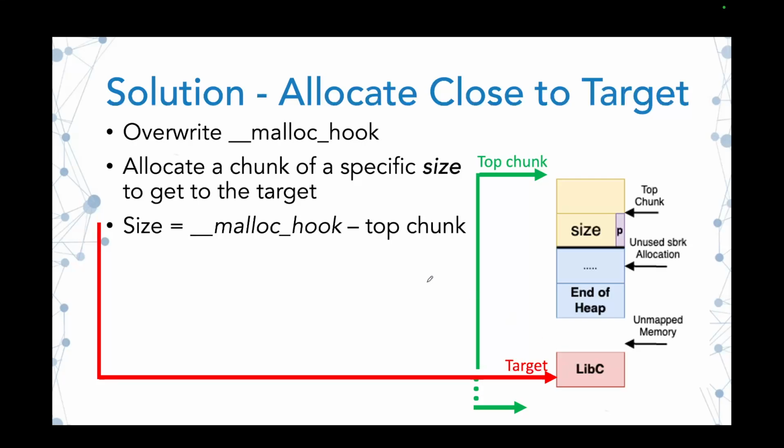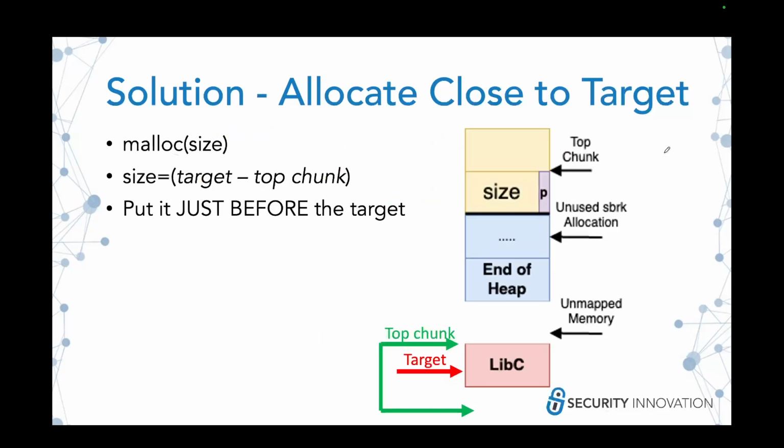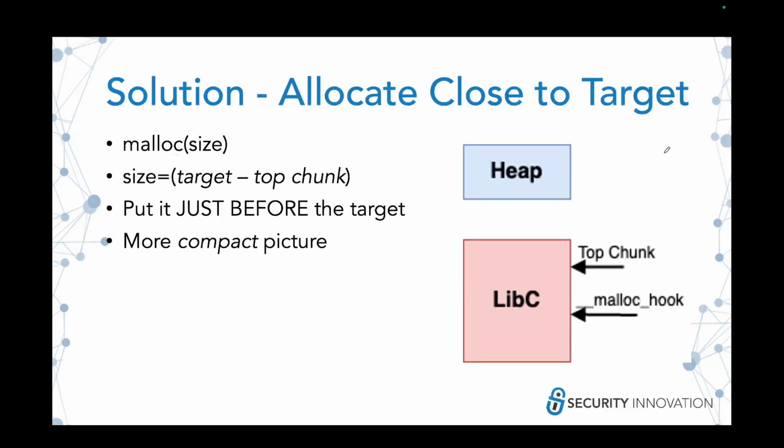Now, this size can be calculated just by thinking about that relative math, the geography example I gave before. When you're driving, you think relatively how close I am. This is the exact same thing. So in this case, we're going to take the address of the malloc hook, the address of the top chunk, and do an additional minus hex 20 in order to account for the metadata information. If we use that size, then when we actually do the allocation, we get really close to our target.